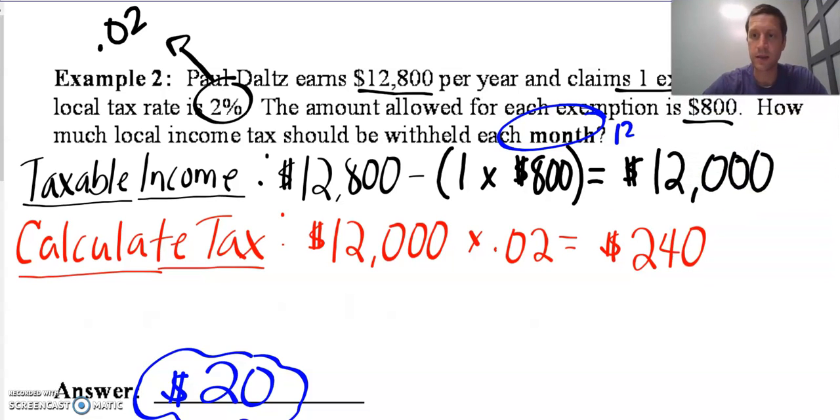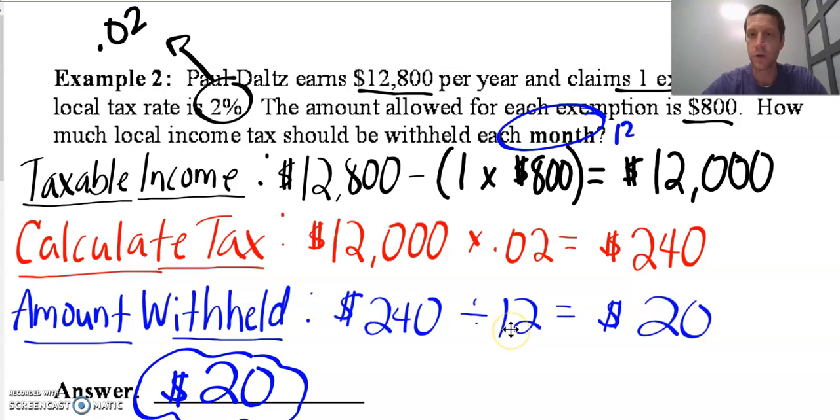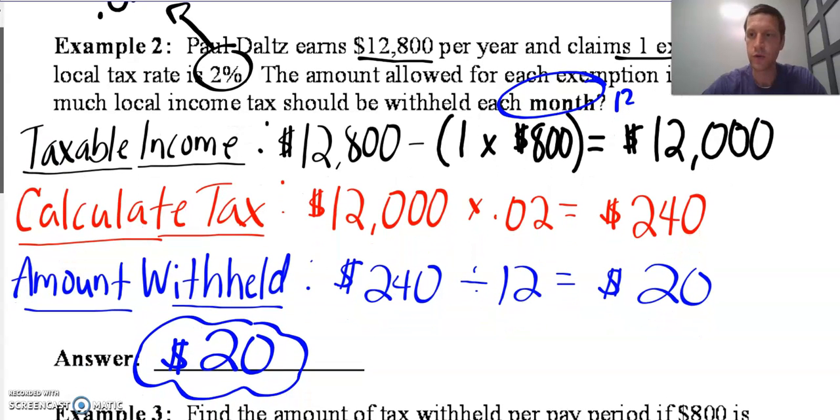Next, we calculate our tax. How much tax do we owe in the year? Well, I'm going to take that $12,000 times 0.02, which is my 2% written as a decimal. I'm going to owe for state and local taxes $240. So if I'm getting paid every month, that's 12 paychecks. We spread that $240 over 12 months by dividing by 12, and that's how I end up with that $20. So there's one more example down here that I'm not going to do, but go ahead and pause it, and I will show the answer in a little bit.